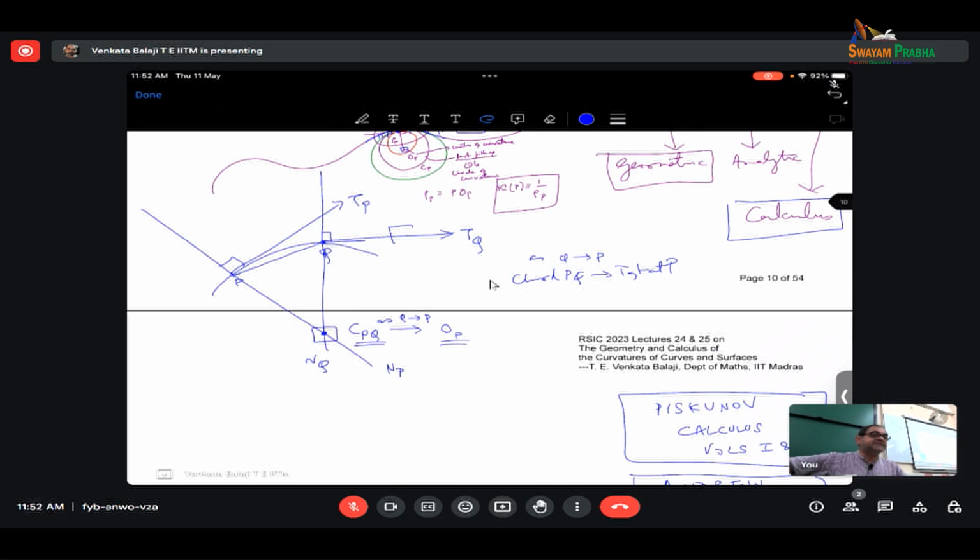But what you must understand is that the curvature is a function, because the curvature depends on the point. If you change the point, then this k changes. That's why I have written it as kappa of P.